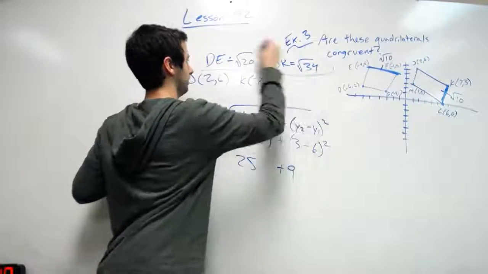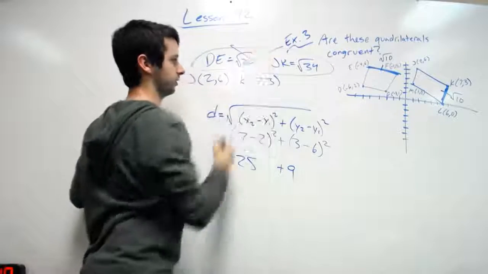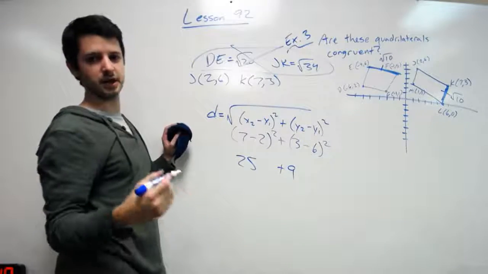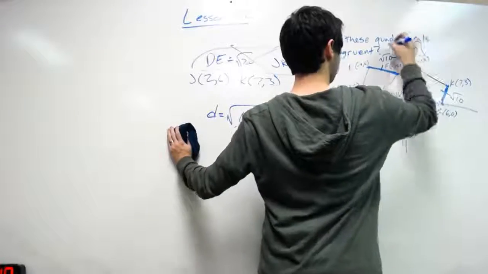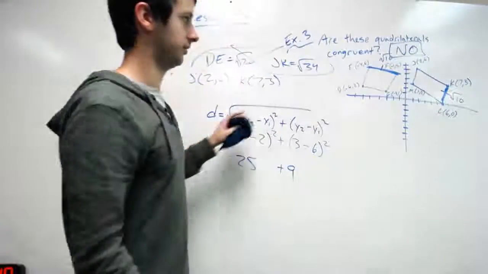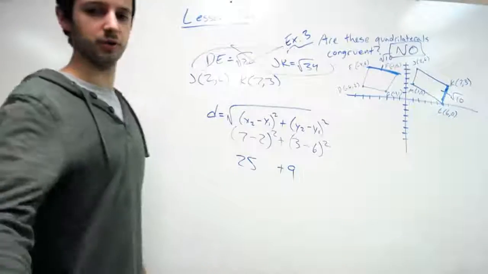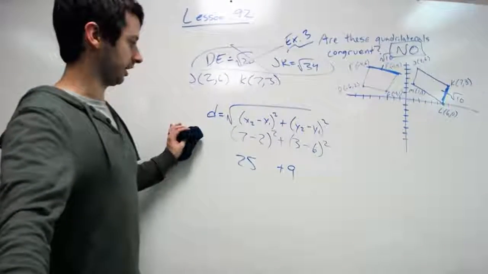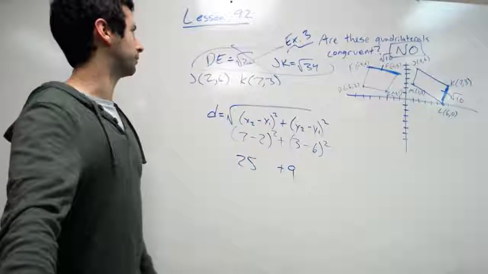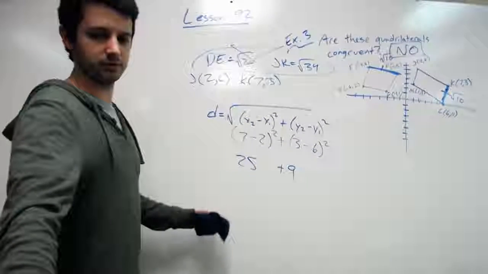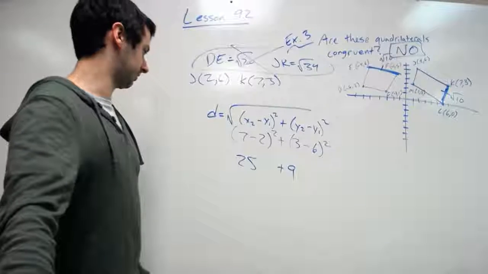These are not congruent. So since they are not congruent, we can say no, the quadrilaterals are not congruent. And you can go on proving all the other sides and whatnot, but once you know two sides aren't congruent, then you're good to go. So that's how you do lesson 92, a little bit monotonous, but nothing difficult math-wise at all.